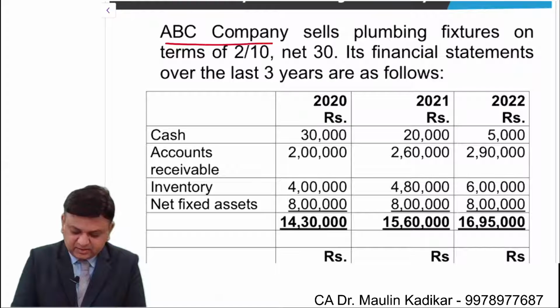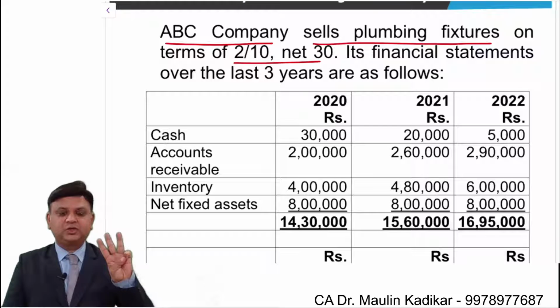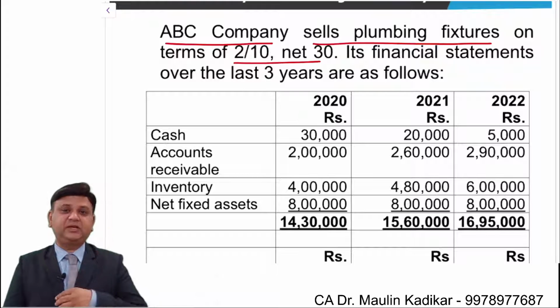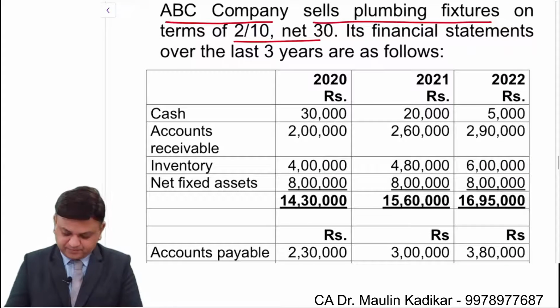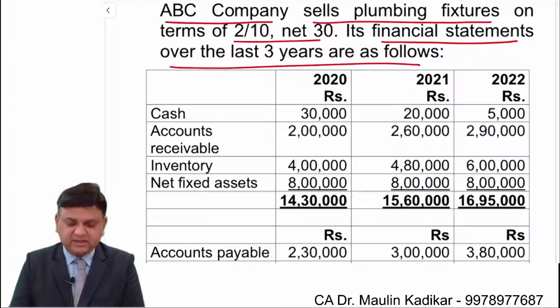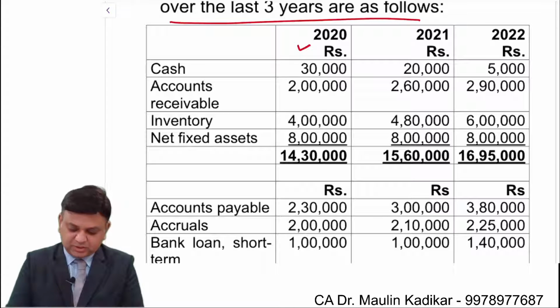ABC company sells plumbing fixtures on the terms 2/10 net 30. So the credit period is 30 days. If the customer makes payment within 10 days, the customer will get 2% cash discount. Its financial statements over the last 3 years are as follows: 2020, 2021, 2022.